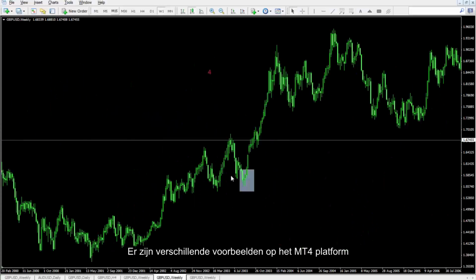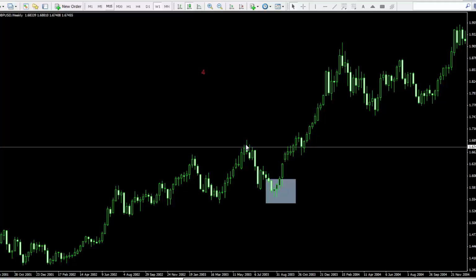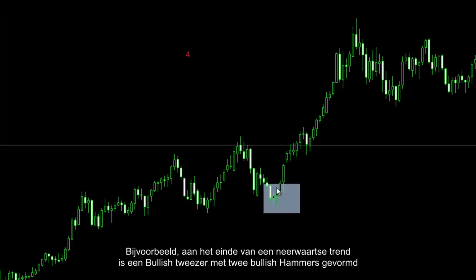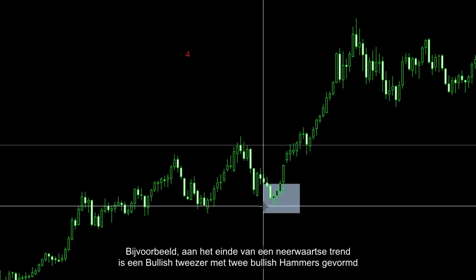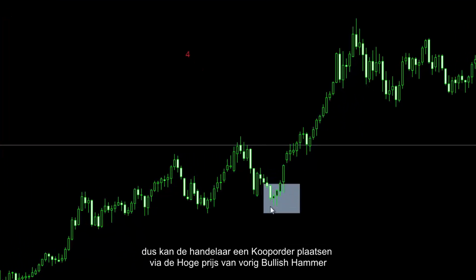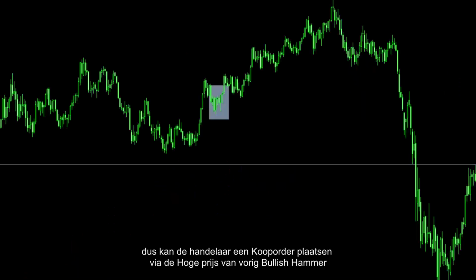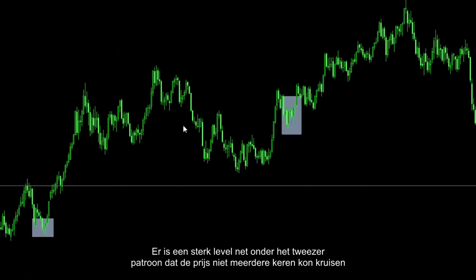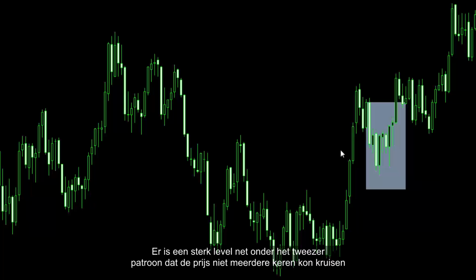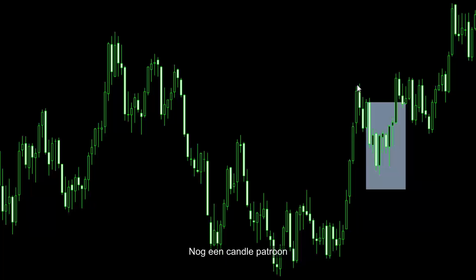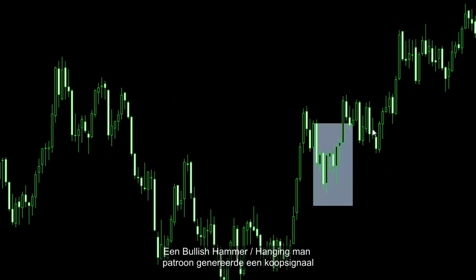There are several examples on the MetaTrader 4 platform. For instance, at the end of a downward trend, bullish tweezers with two bullish hammers has formed. Thus, a trader could place a buy order over the high price of the last bullish hammer. There is a powerful level just below the tweezers pattern that price could not cross several times. Another candle pattern, a bullish hammer or hanging man pattern, generated a buy signal.